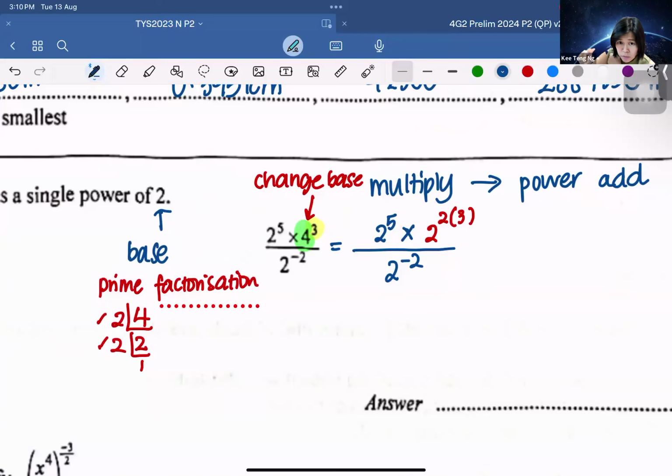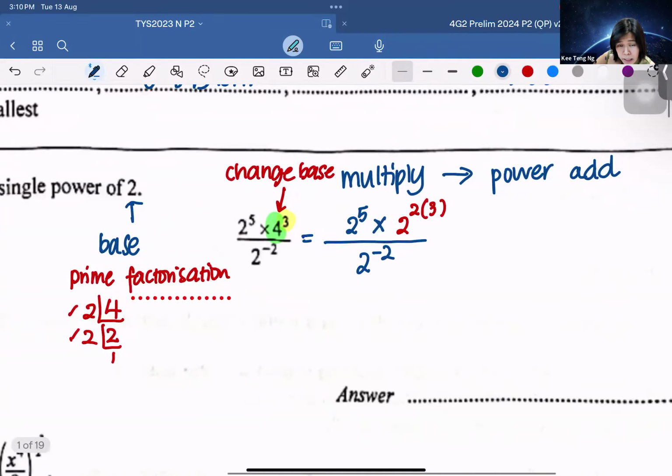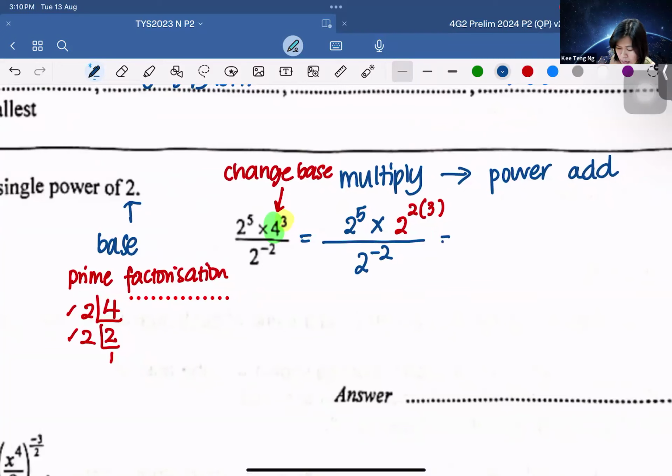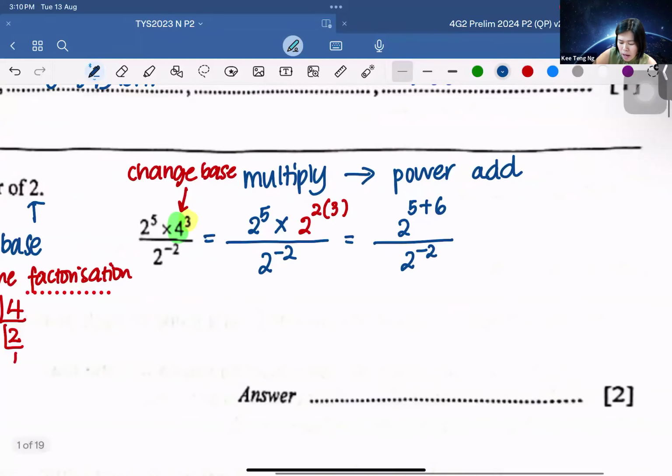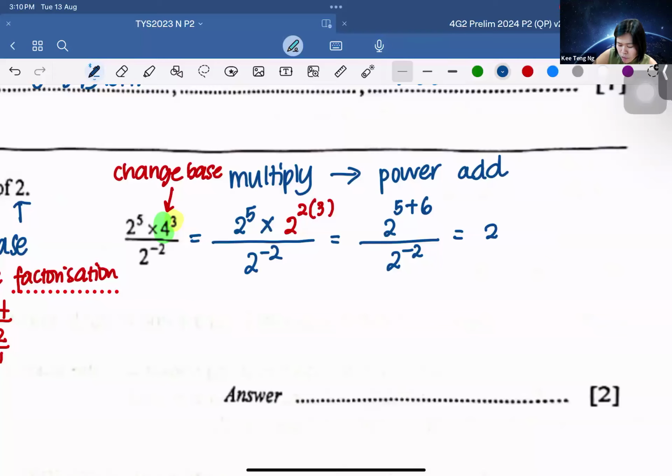So this question is actually quite difficult. First step, you must change the base. Then after that, I make sure the bases are the same already. Now I can add up my power: 5 plus 2 times 3 is 6, not 2 plus 3. Okay, then now I have 2 to the power of 11.